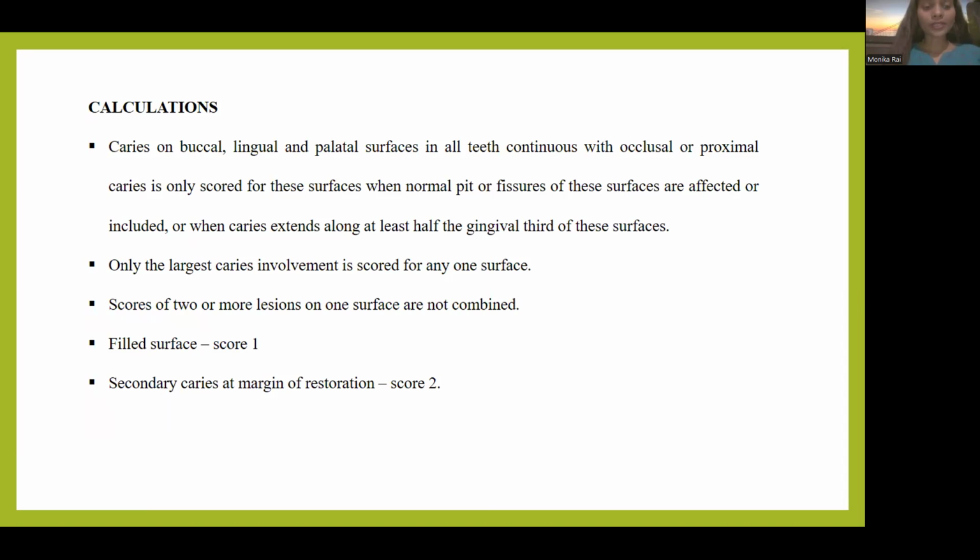Now, how to calculate caries on buccal, lingual and palatal surfaces in all teeth, continuous with occlusal or proximal caries? It is only scored for these surfaces when the normal pit or fissure of these surfaces is affected or included, or when caries extends along at least half of the gingival third of these surfaces. Only the largest caries involvement is scored for any one surface. Scores of 2 or more lesions on one surface are not combined. A filled surface we score 1, and secondary caries at the margin of a restoration scores 2.